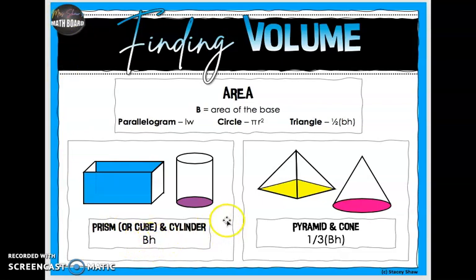Okay, and then for pyramids and cones, they both have the same formula where you take 1/3 the area of the base. So notice that's an uppercase B, so that's the area of the base times the height.